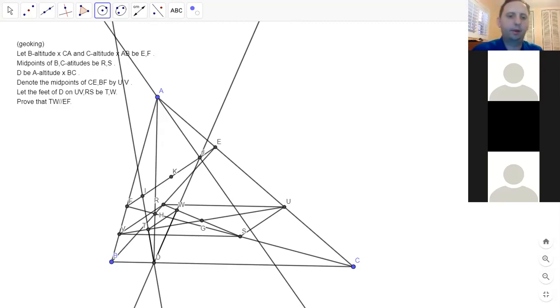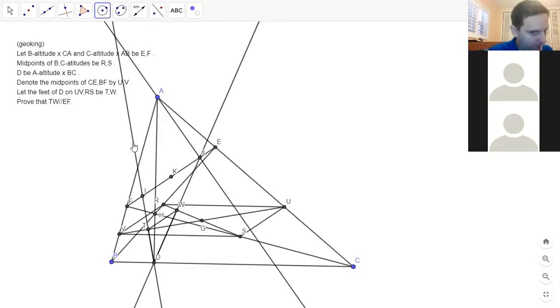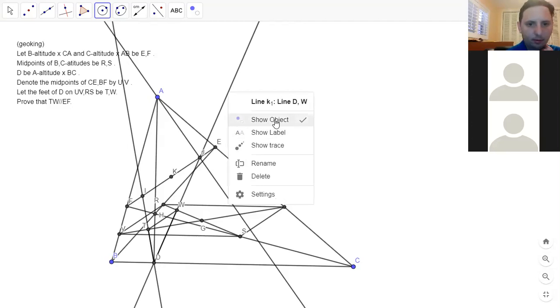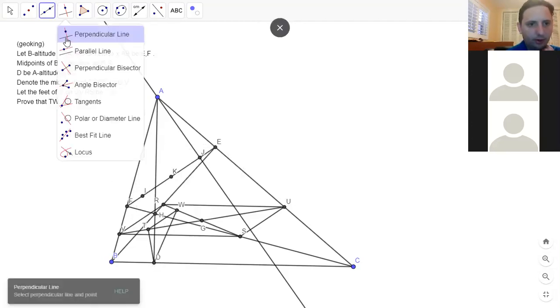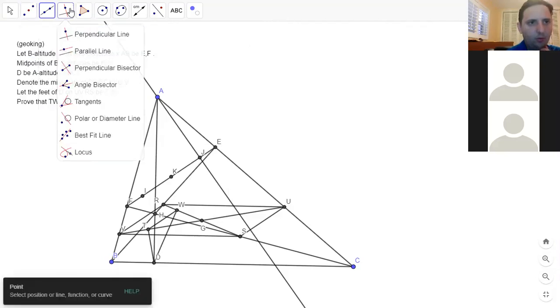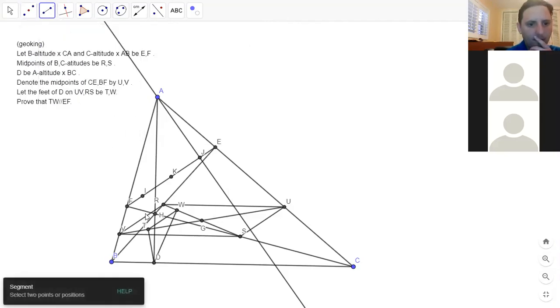But we still have to prove that HI is perpendicular to EF. We're close, and it looks interesting. All right, I'm going to make this diagram look a little better. So DI and DJ.